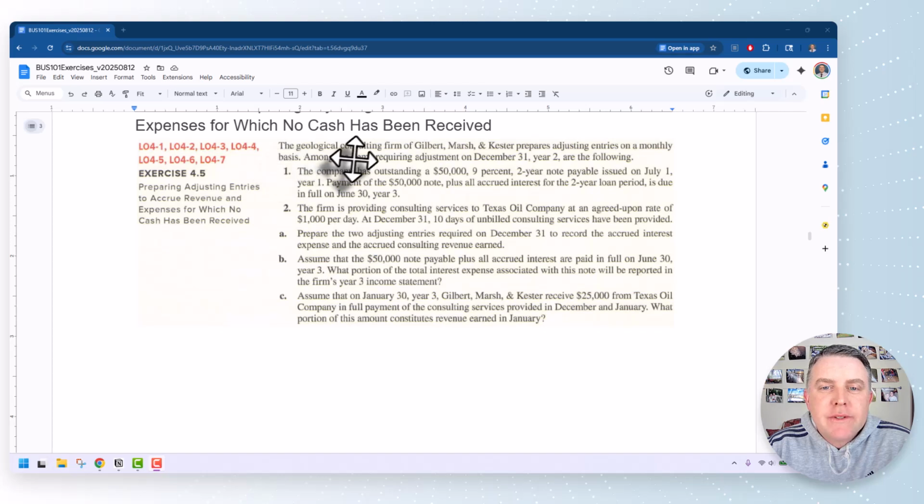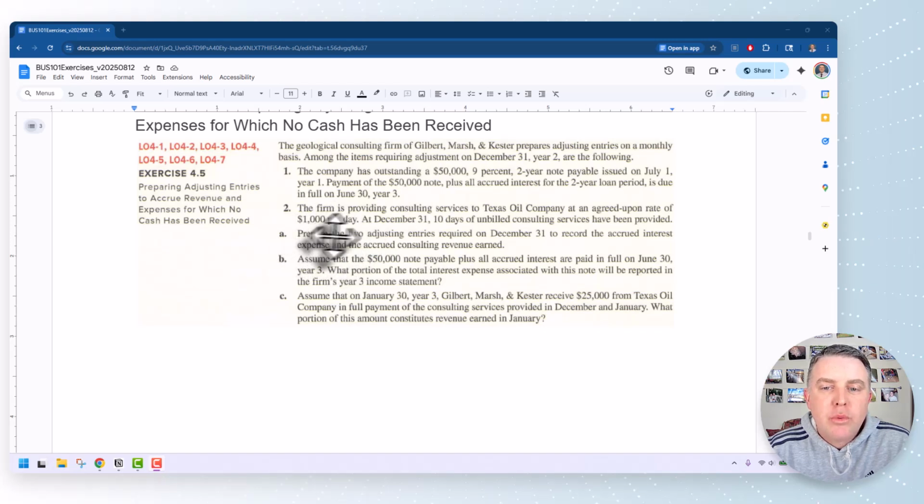The geological consulting firm of Gilbert, Marsh, and Kester prepares adjusting entries on a monthly basis. Among the items requiring adjustment on December 31st, year 2 are the following. Okay, so we have two items here, and then we have three tasks that this problem gives us.